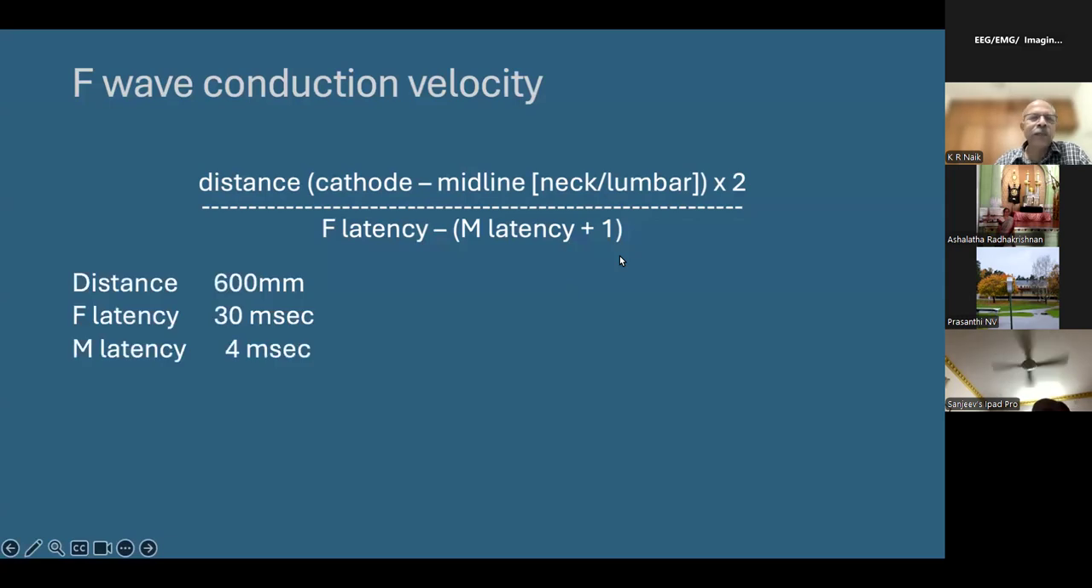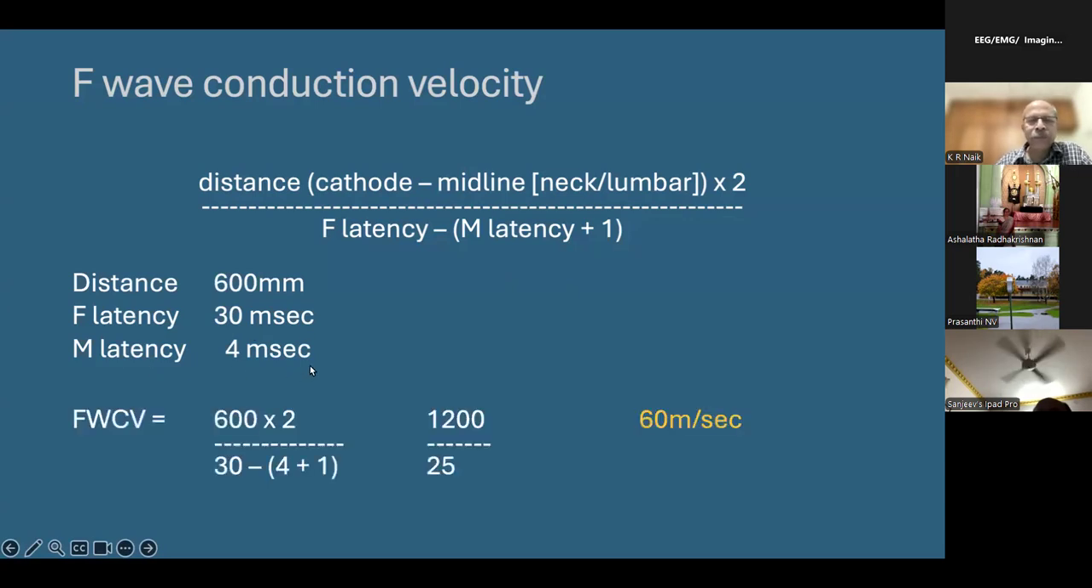Now we'll give you an example. Distance is 600 millimeters, F latency is 30 milliseconds, M latency 4. I made the thing simpler. So F-wave conduction velocity becomes 600 into 2 divided by 30 minus 4 plus 1. So 1200 by 25, 60 meters per second.